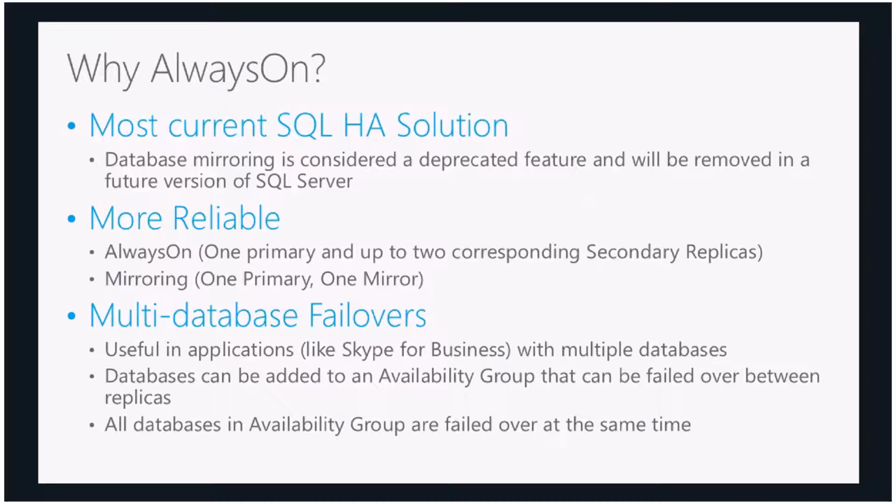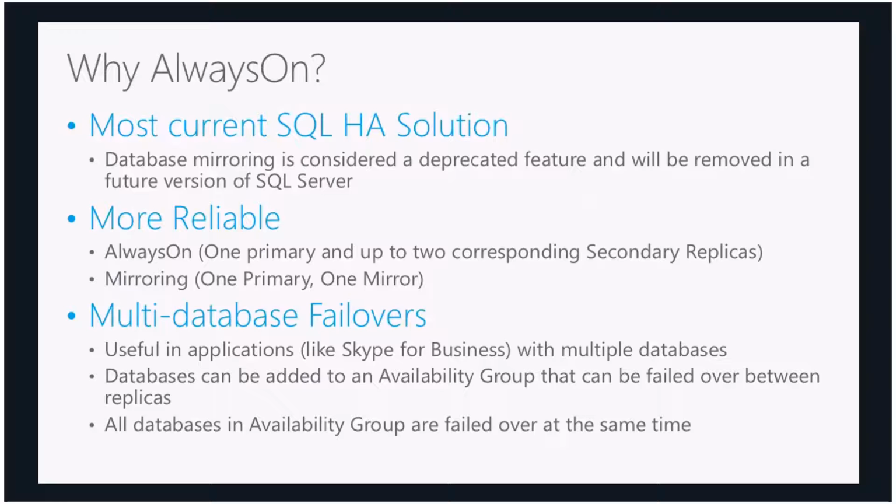It is a more reliable method of performing high availability. You'll always have one primary database and up to 2 corresponding secondary replicas of the databases available with an Always On solution. With mirroring, you only have a single primary and a single mirror that are available to you, so you have more copies from which to recover if you end up with an issue with your primary database.